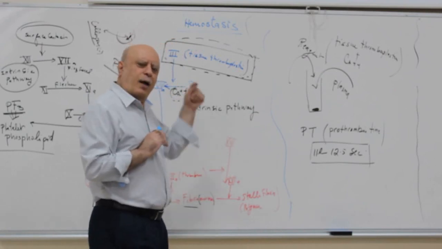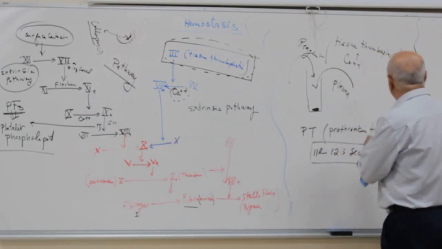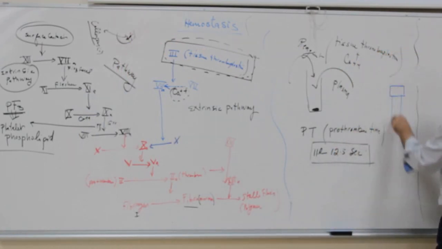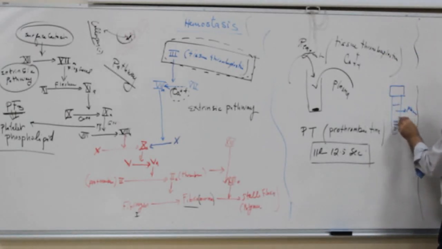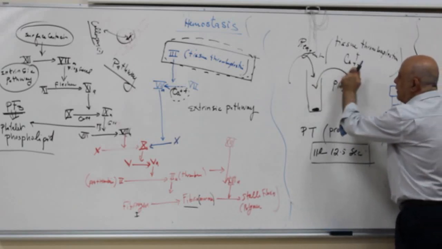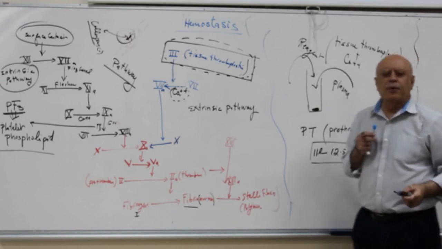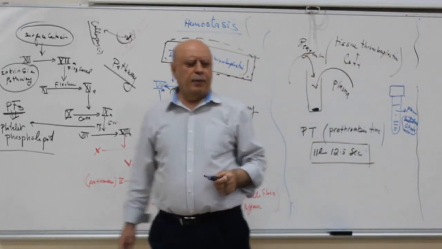That's why, even though we have a blue top tube, this is the blood and this is the plasma, all the calcium in this plasma here is not free to participate in the clotting process. It is bound to sodium citrate. So the calcium is bound to sodium citrate, so it's not available for the clotting process.